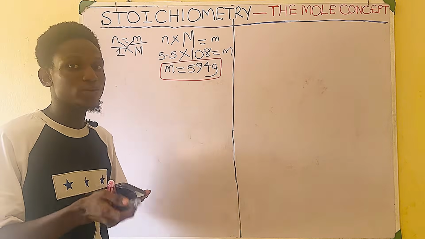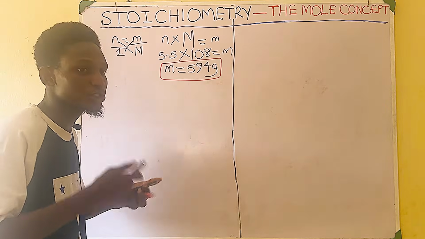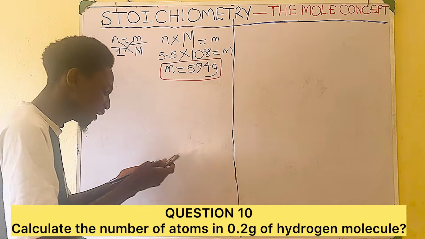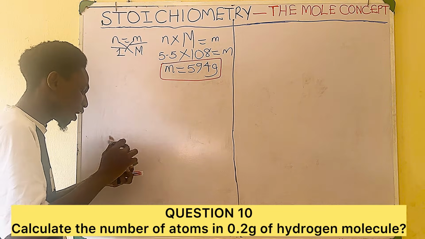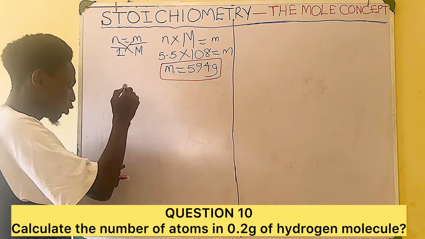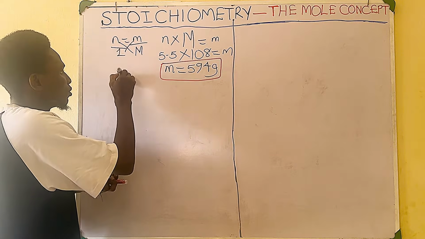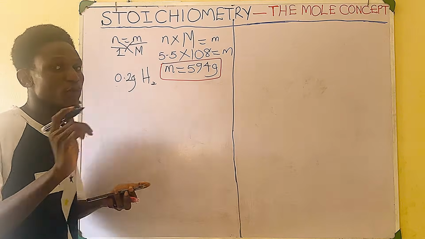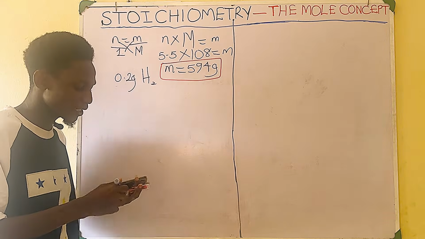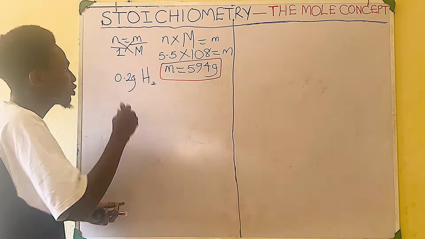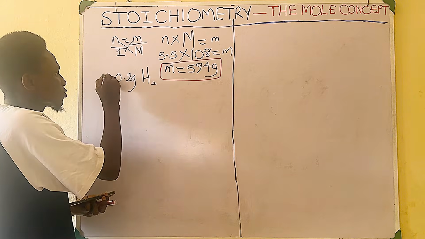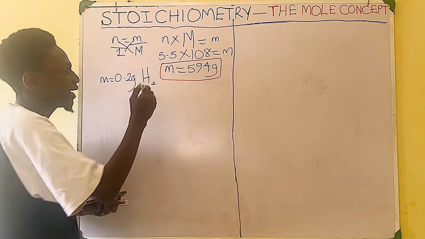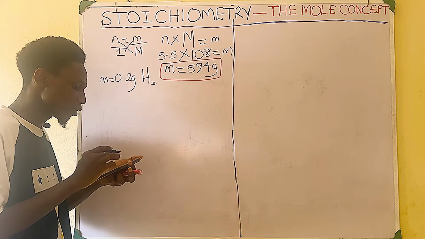Now I'm going to be solving these questions in a hurry because this video is already becoming too long. So the next question is: calculate the number of atoms in 0.2 gram of hydrogen molecule. I expect you to solve your question in the exam like this. You don't have to start writing the question again. So we also write the important parameters. Mass equals 0.2 grams, and it said hydrogen molecule. Now they say calculate the number of atoms.